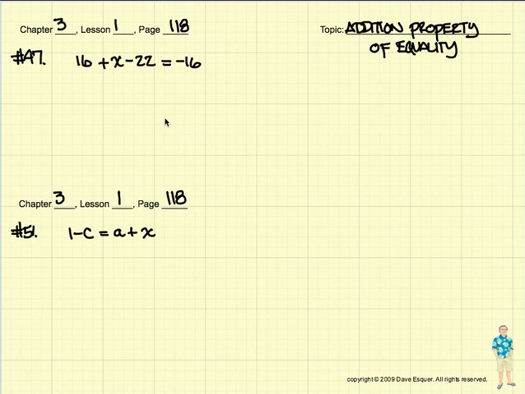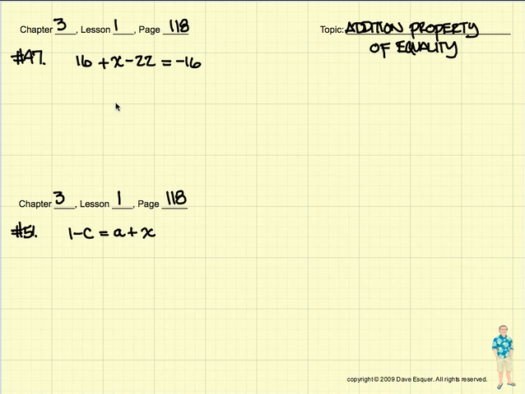Chapter 3, Lesson 1 is on page 117 and 118 for the homework, the addition property of equality. What we do to one side of the equation, we're going to do to the other side of the equation. If we do something on the left side, we do something on the right side. We do exactly the same thing to the left and to the right. So today we're going to be either adding or subtracting from the left side and doing exactly the same thing on the right side.